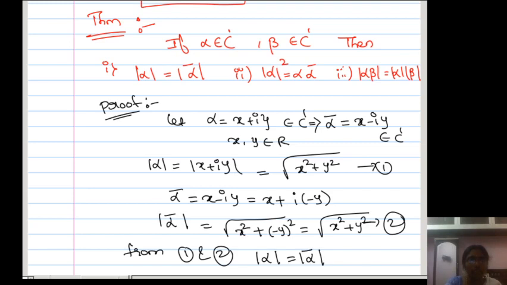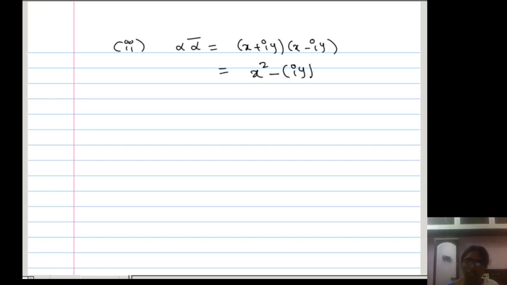Next, the second one. Second proof: alpha into alpha bar is equal to mod alpha square. Let us simplify alpha into alpha bar. Alpha is x plus iy, alpha bar is x minus iy. How to simplify? a plus b into a minus b is a square minus b square. What is b? iy. So x square minus i square y square. What is i square? Minus 1. Minus into minus is plus 1.